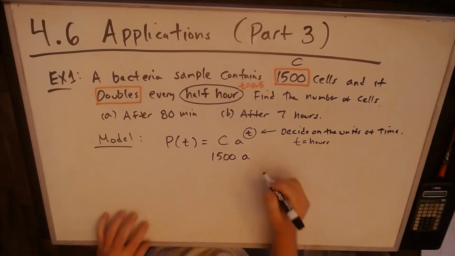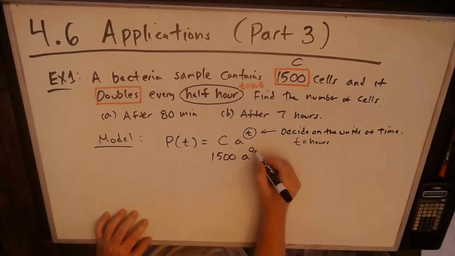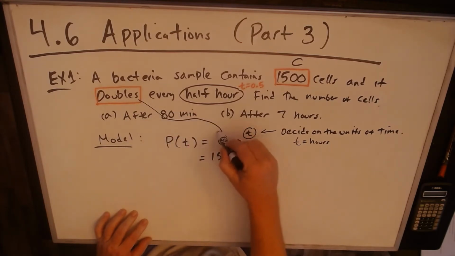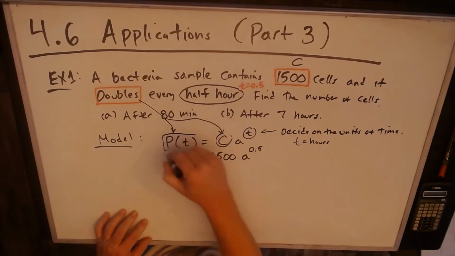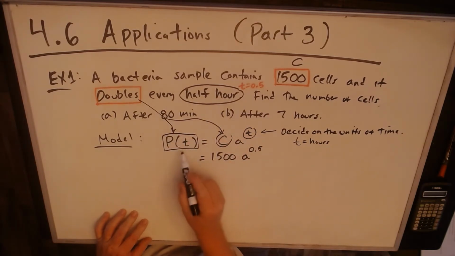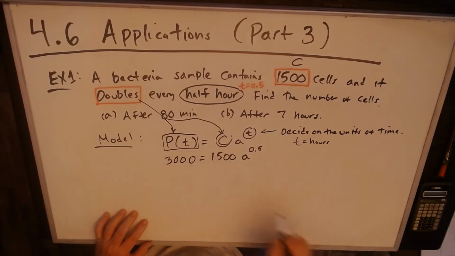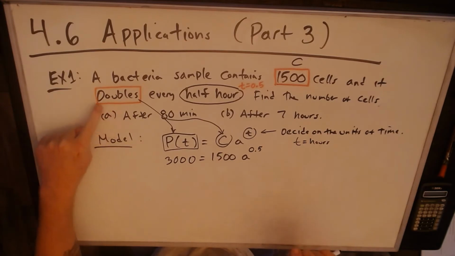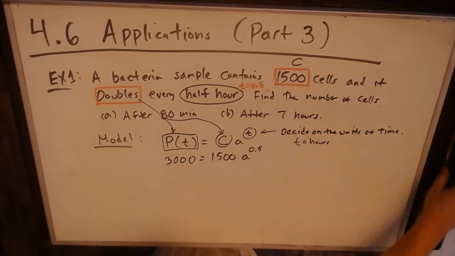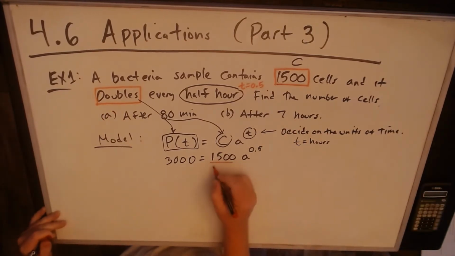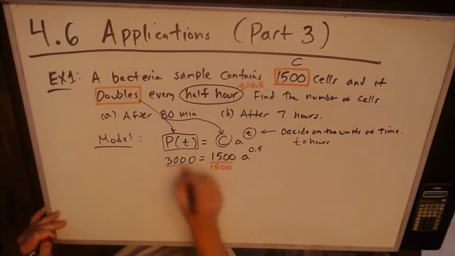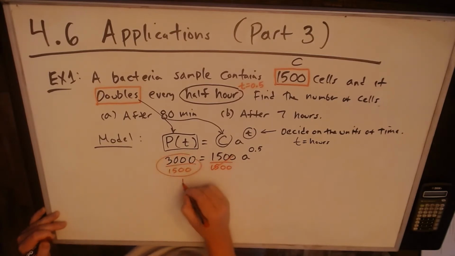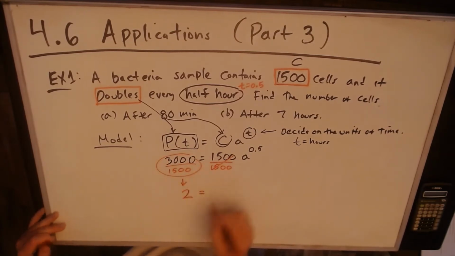I feel like we've done this problem before, but that's okay to do it again. And because the amount is doubling after a half an hour, then this amount is going to be 3,000. And here's where the 1,500 really becomes insignificant. What matters is that it's doubling. So when something is doubling, this side becomes 2 all the time.